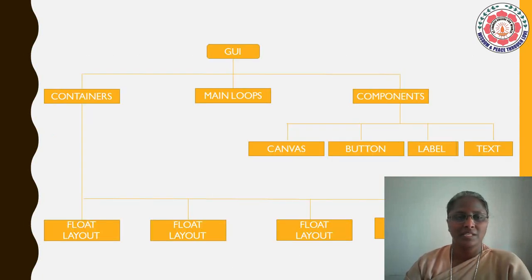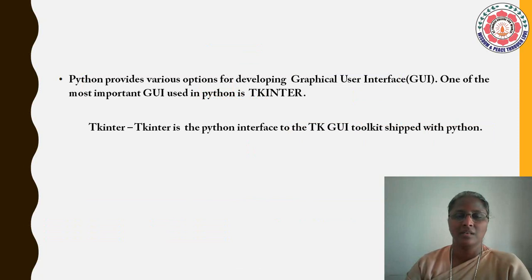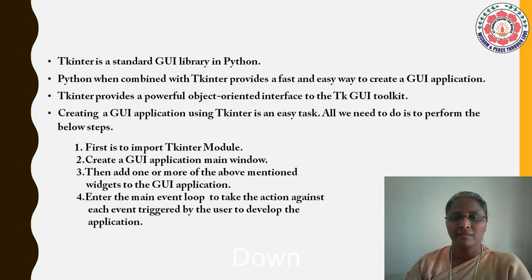GUI can be further studied in terms of containers, which contain several floating layouts, main loops, and components like canvas, button, label, text, etc. Python provides various options for developing GUI. One of the most important GUI options used in Python is tkinter. It is Python's interface to the tk GUI toolkit shipped with Python.